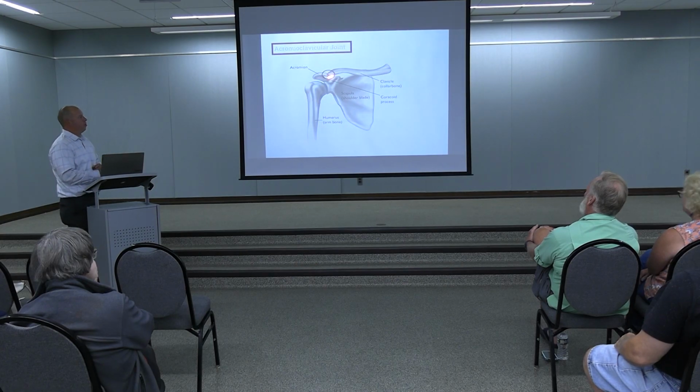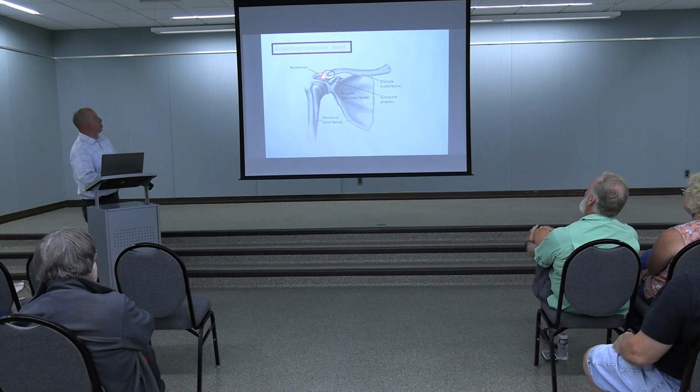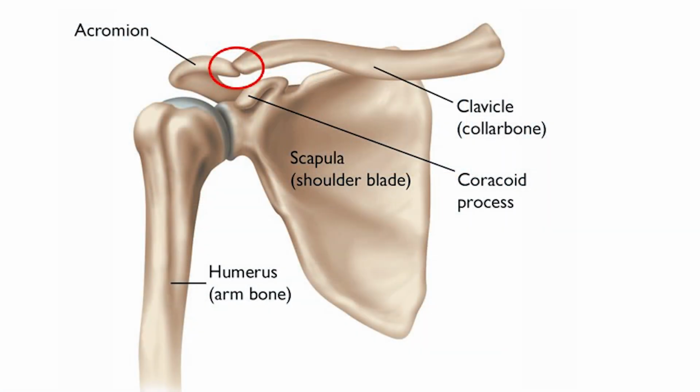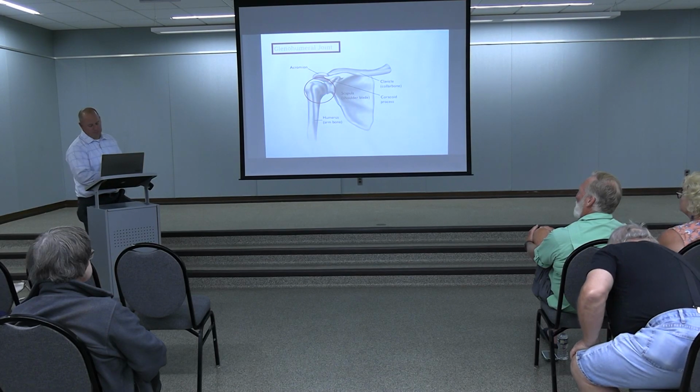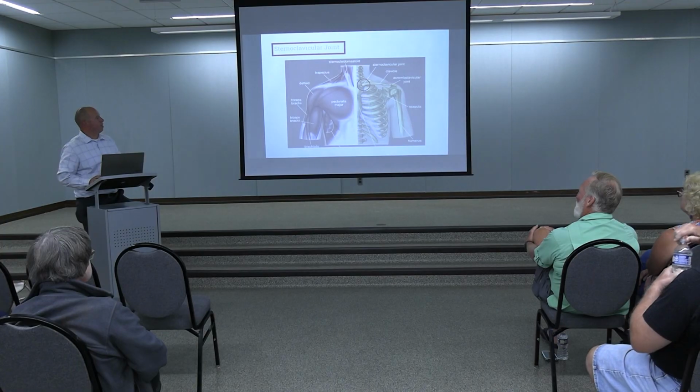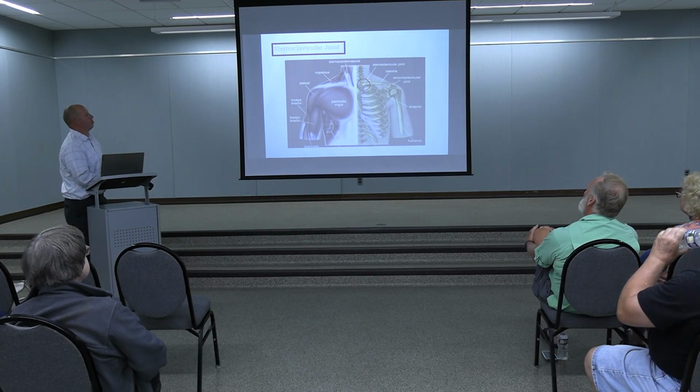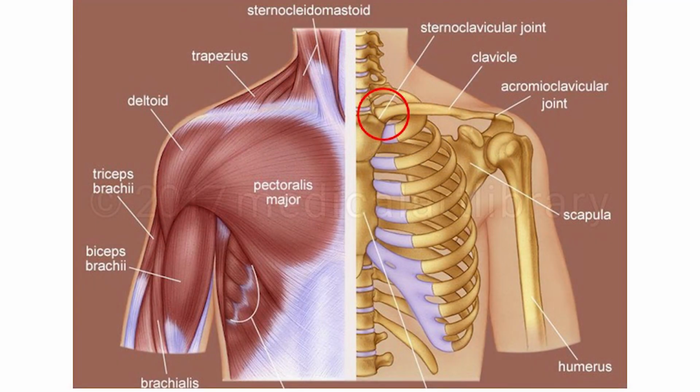And then you have the acromioclavicular joint. This is the joint where people talk about a shoulder separation. This is the joint that gets separated or disrupted. Whereas shoulder dislocations are when the ball comes out, incongruent from the socket. And then you have the sternoclavicular joint here, where the collarbone joins the chest wall.